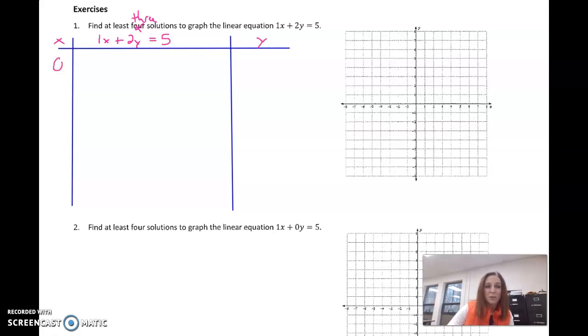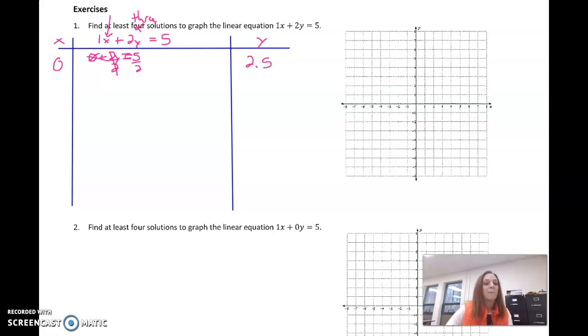So let's say I put a 0 in. Right here, for x, I'm putting a 0 in. So I'm going to go 0 plus 2y equals 5. 0 means nothing. That's an equal sign there, sorry. I'm going to divide both sides by 2, and I'm going to get y equals 5 over 2, or I'll just change to a decimal, 2.5.